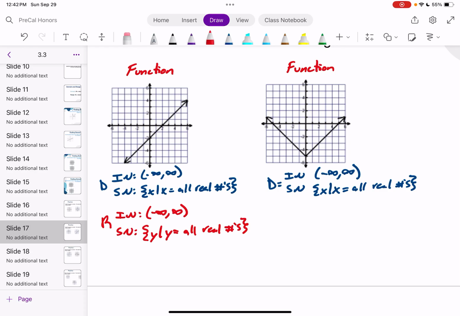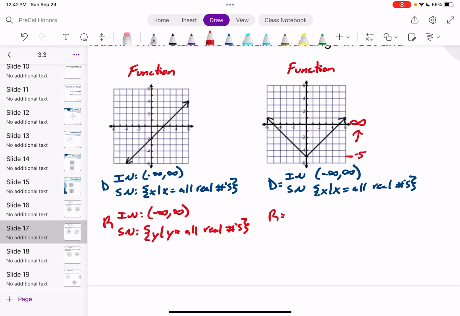Our range in this case, notice we have a lowest number. This would be -5, and it continues to go upward towards positive infinity. So our range in this case for interval notation would be from -5, which would have a bracket, to positive infinity.